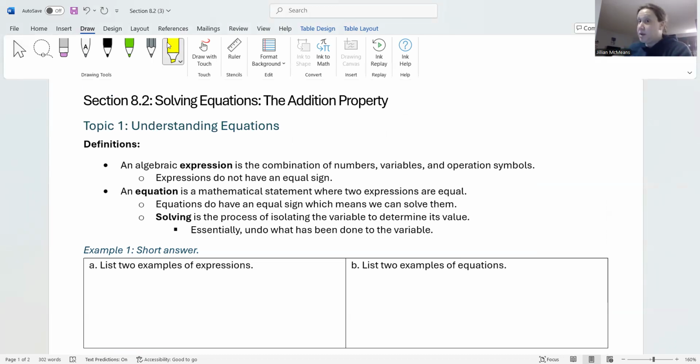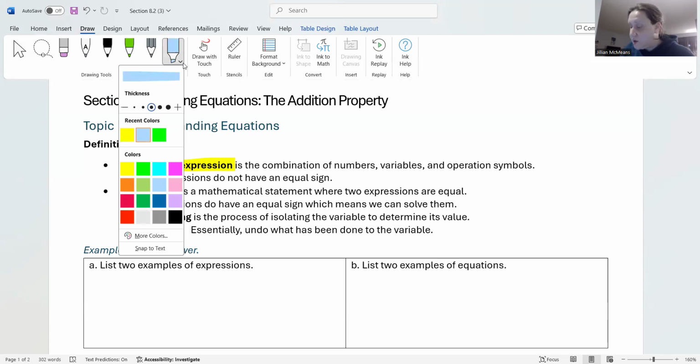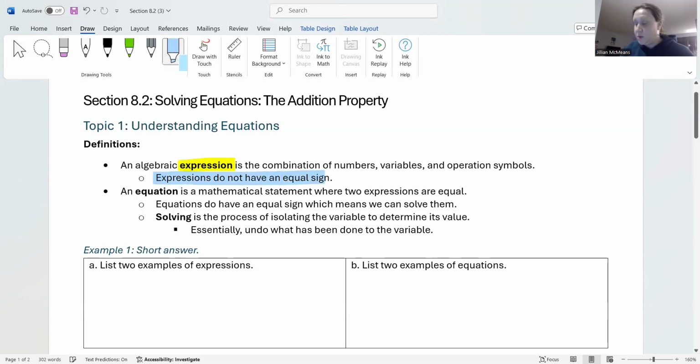And the first definition is actually that of an expression, which we talked about extensively in the previous worksheet where we learned how to simplify and evaluate expressions. So an algebraic expression is the combination of numbers, variables, and operation symbols. Okay, so you're just adding and subtracting terms. Now, what's really important that you understand here is that expressions do not have an equal sign. That may seem very trivial, but it's very important to understand that expressions do not have equal signs.